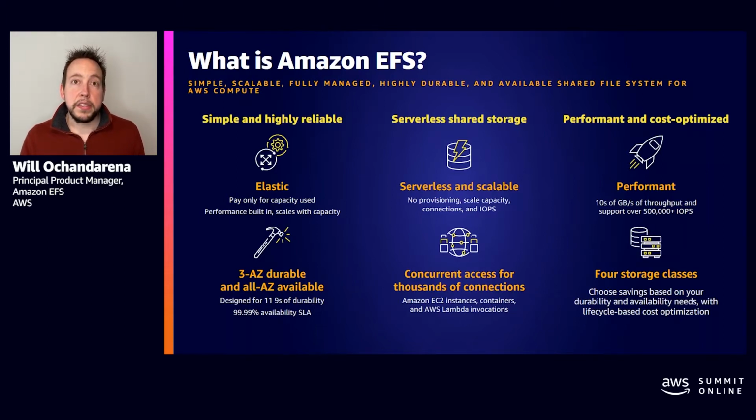Amazon EFS is a regional service, which means when you write data to EFS, we write it to at least 3 availability zones, and it's available from all availability zones in the region, which makes it really convenient for modern applications, which we'll talk more about later.